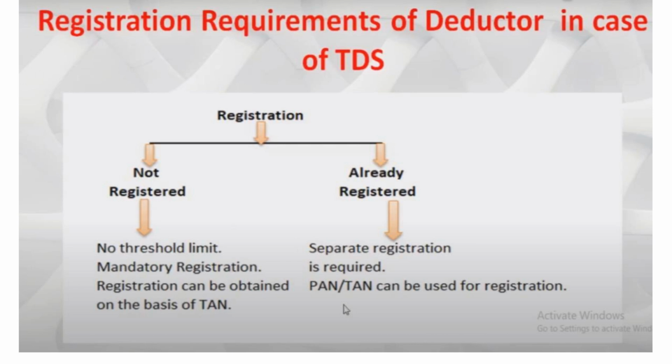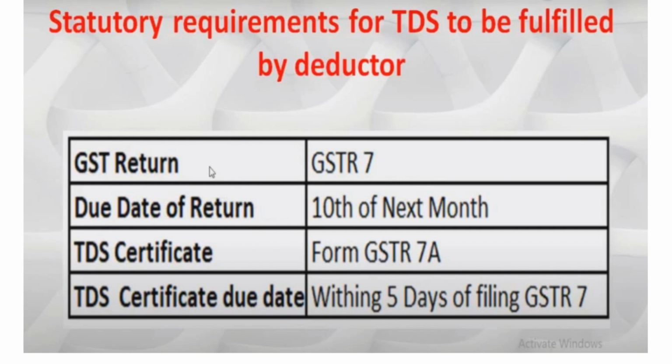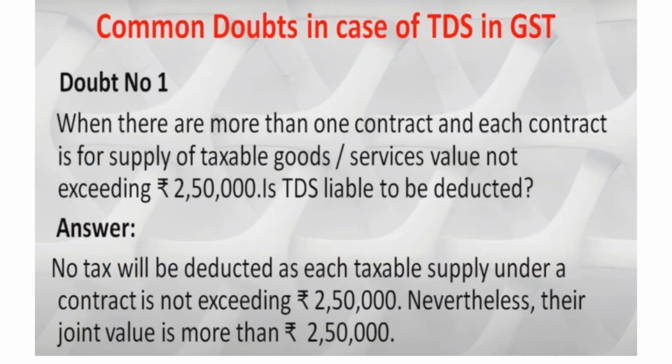This one: statutory requirement for TDS to be fulfilled. We have already discussed this. GSTR 7, 10th of the next month, GST certificate 7A में आता है. Within 5 days of filing GSTR 7 अपने को मिलता है. Now common doubts. We have already discussed this.